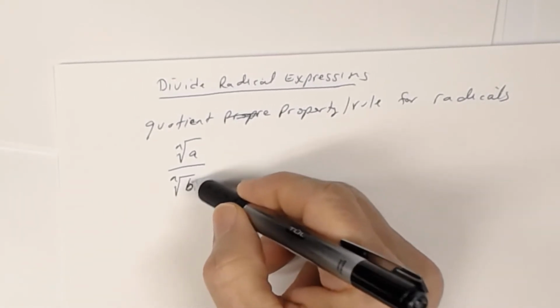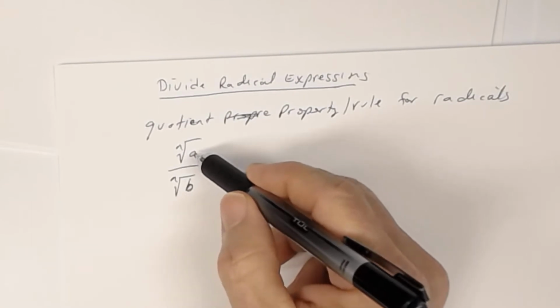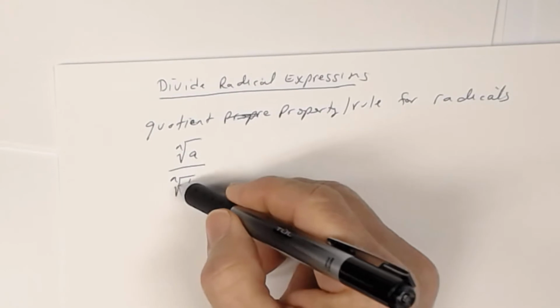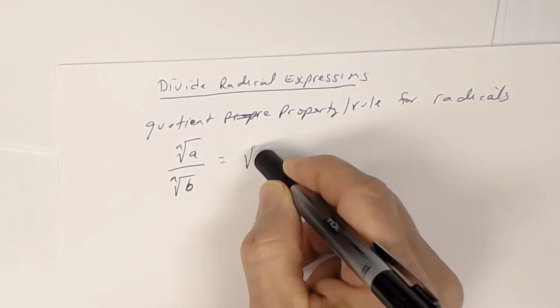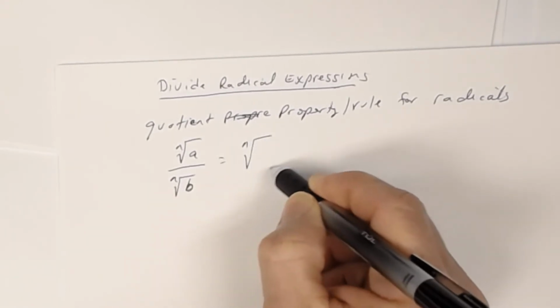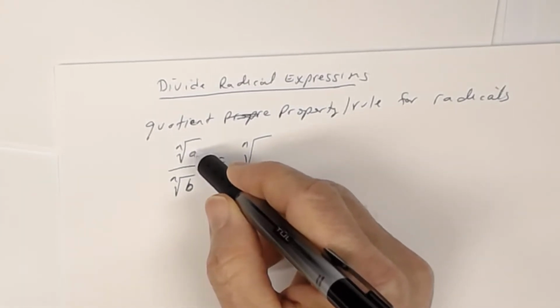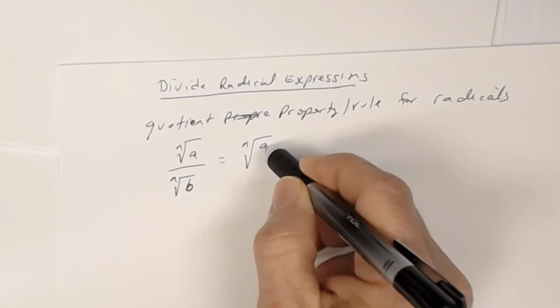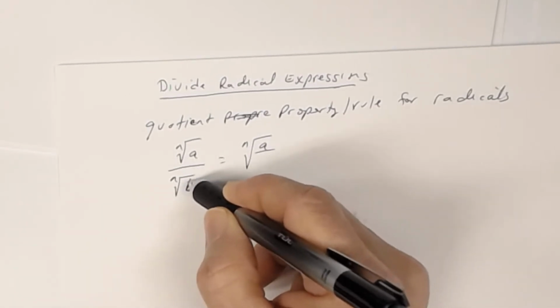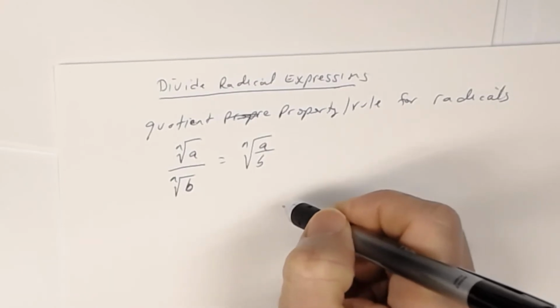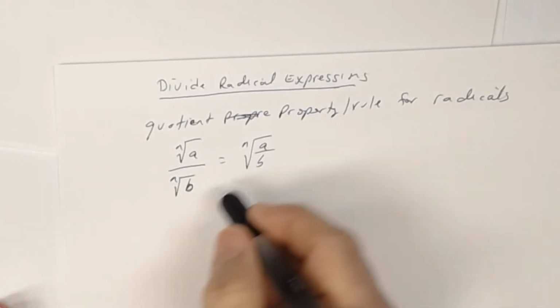So as long as b is not zero, then the nth root of a divided by the nth root of b, if the indices are the same, you can write this as one radical, and it is the radicand of the numerator divided by the radicand of the denominator. So it'll be the nth root of a divided by b. Okay, so that's the quotient rule.